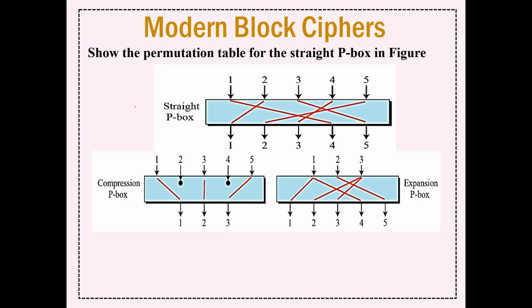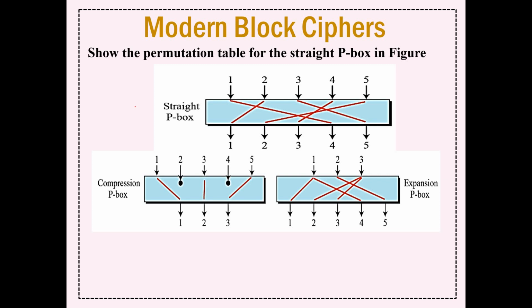The second example that I thought of telling you is with respect to the relatively newer part of it. Suppose this diagram is given to you, which is the same diagram we discussed in the previous class. Show the permutation table for the straight box in the figure, and also for the compression and the expansion box.